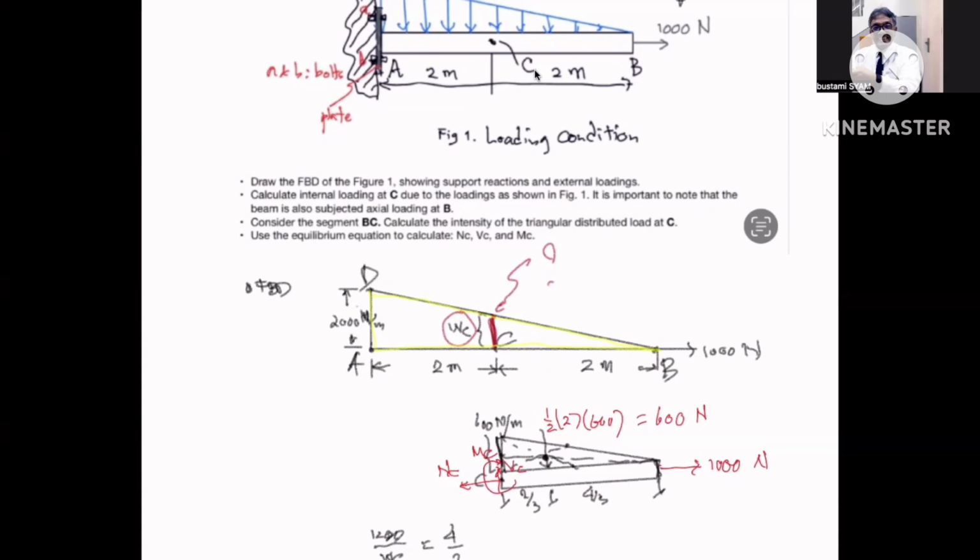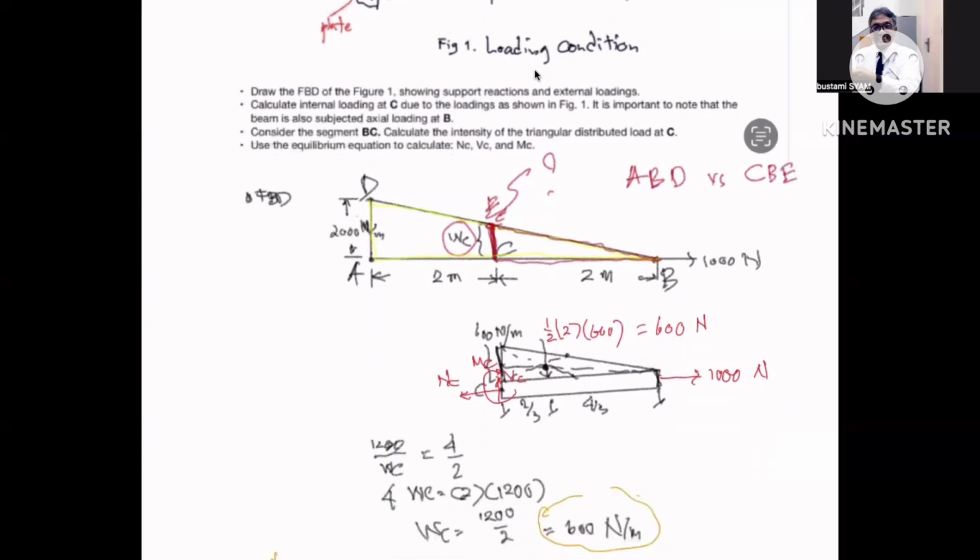Okay. So we have to consider triangle ABD and another triangle, small triangle right here. CBE. So let's do it.